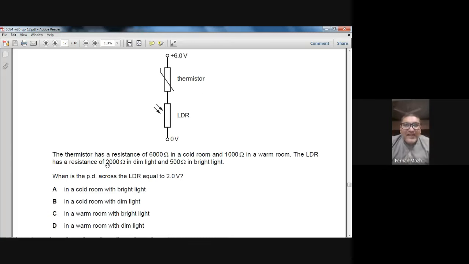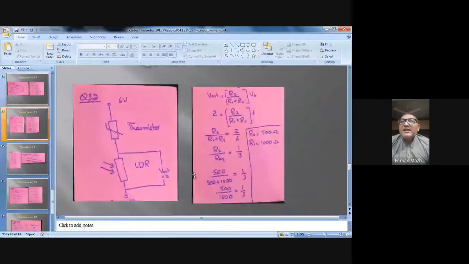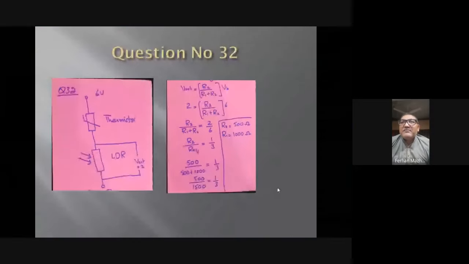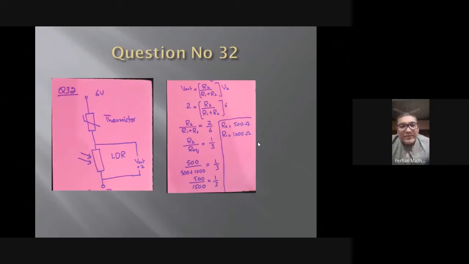There are two resistances of the LDR given, 500 and 2000. 2000 double will be 4000. In the thermistor, 4000 is not given. If you take 500 ohm, its double is given here. So that can work. I have done this on paper also. Let me show you, but here I have done it with a different method. You see, I have used the approach of potential divider. So I use that formula.